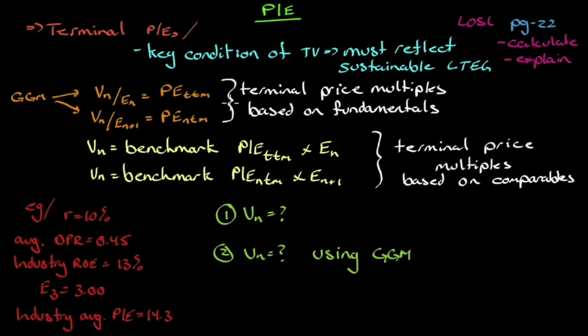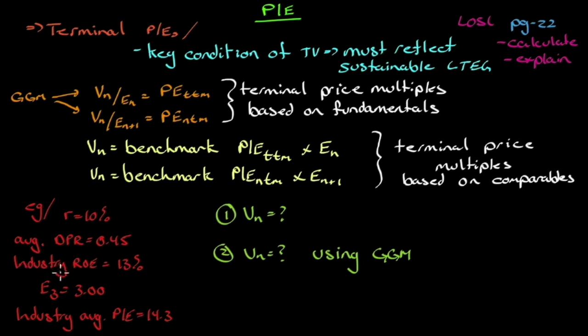This is terminal price multiples based on fundamentals. Here we derive the terminal value first, and then we see what multiple that implies. Working with comparables, we take the multiple first and see what intrinsic value that implies. So let's look at an example, because like I say, everything looks better in light of an example.